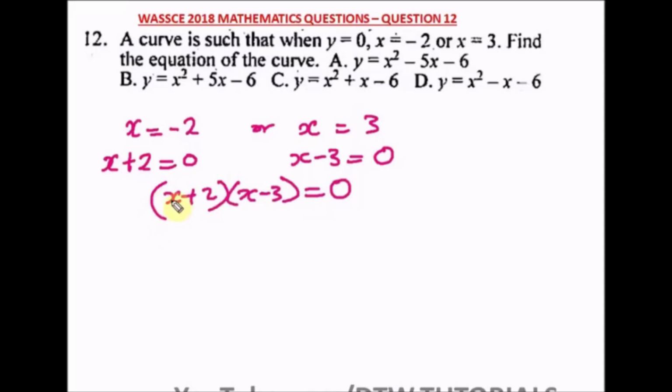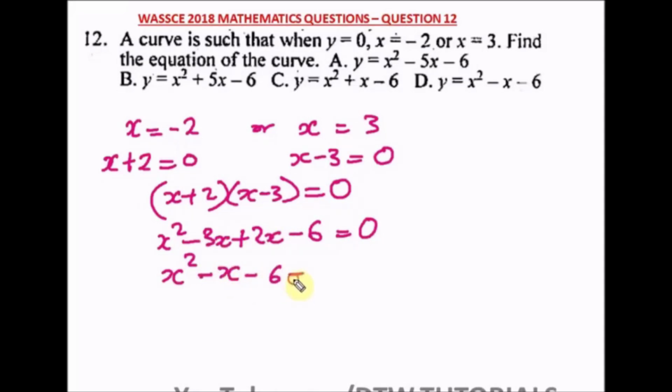In opening up this bracket, what do we have? X times x is what? X squared. X times minus 3, we have what? Minus 3x, and 2 times x will give us a positive 2x, and 2 times minus 3 will give us a negative what? 6 equal to 0. So from here we have x squared, minus 3x plus 2x will give us a minus x, minus 6 equal to what? 0. Okay, so since we are told that y is equal to 0, this will be x squared minus x minus 6 is equal to what? Y. All right, so this is our answer. And what is our right option here? Our right option is option D.